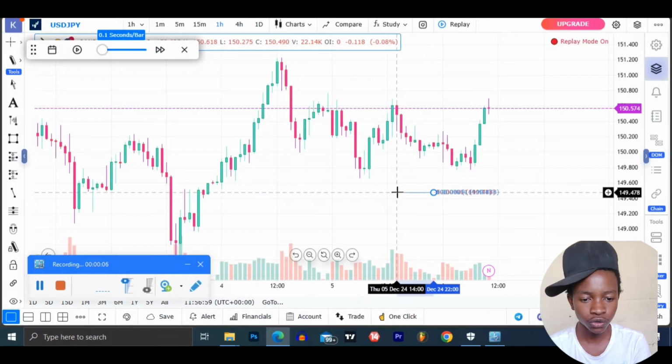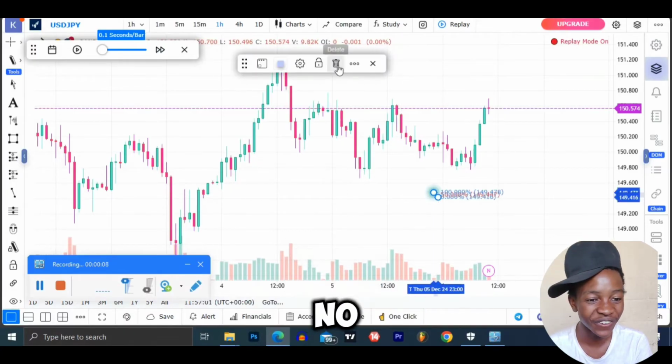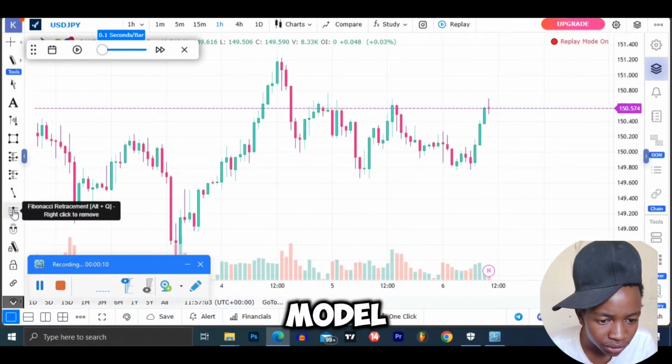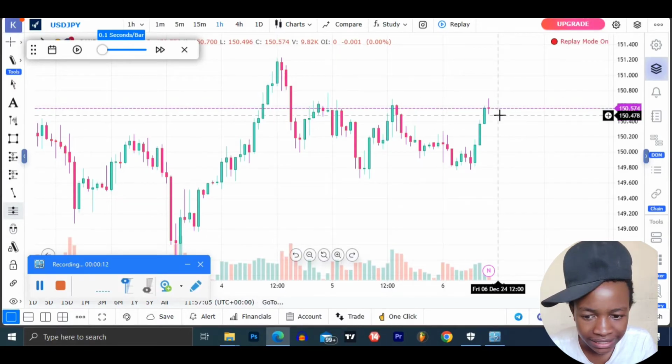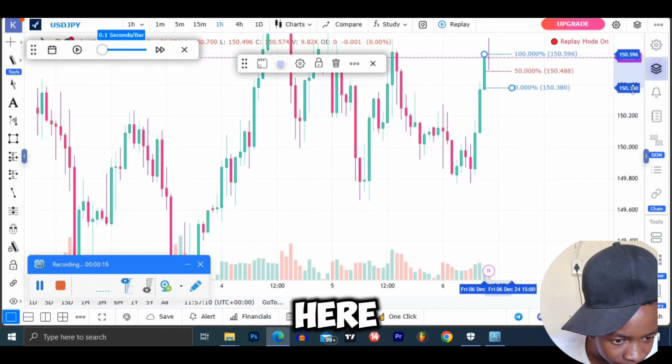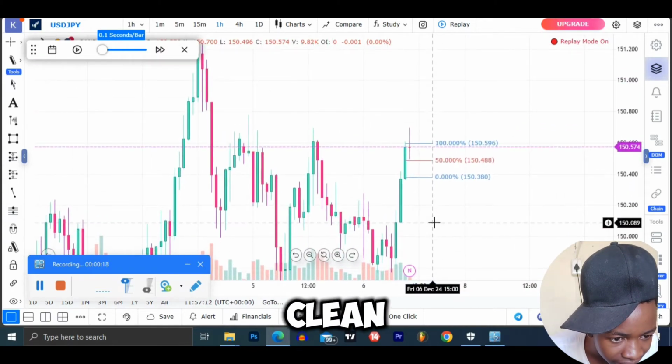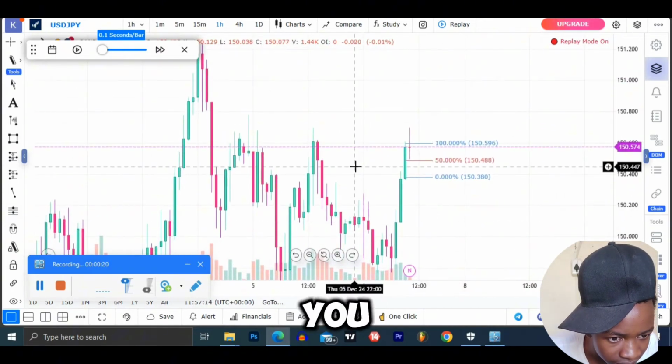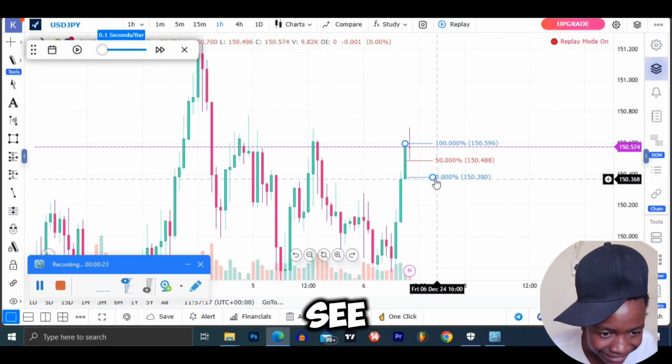Hey Bricks, are we always buying with this CRT strategy? No. Okay, so basically for a sell model, it's actually the same thing, just in a reverse way. Just see if you can identify our CRT model over here. As you can see, it's here, it's clean. Let me just zoom so that you can see it a little bit better.